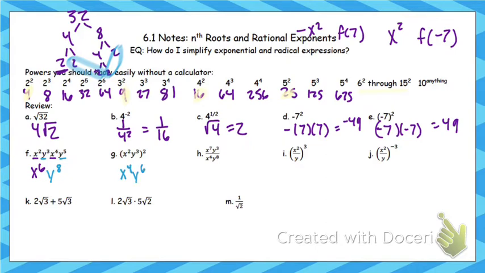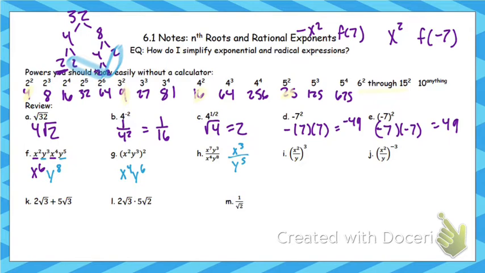Power divided by power, same bases again, has to be the same base. You subtract the exponents. So 7 minus 4 would give me 3. If you have exponents on top and bottom, I typically go wherever the bigger number is and then subtract. So for example, 8 minus 3, so this would be x to the third over y to the fifth. So 8 minus 3 would give us 5.